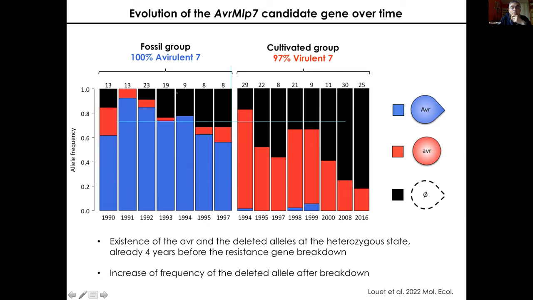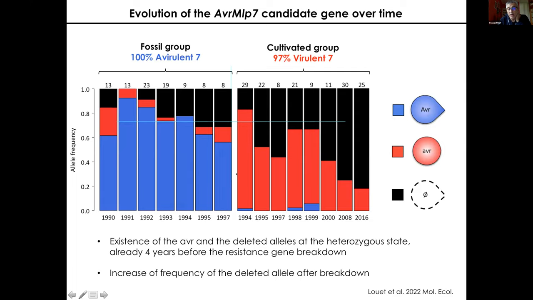And of course, in the fossil group, we have a majority of avirulent allele, but nevertheless, even 4 years before the breakdown of the resistant gene, we have already red and black, that means avirulent and deleted alleles, virulent and deleted alleles that were already present, but of course at heterozygous state. It was not homozygous strains, otherwise the resistant genes would have been broken down earlier. So this is a very surprising finding, that before 1994, before the breakdown, we had already both alleles, but unfortunately we could not go back earlier because we had no living strains from earlier period.